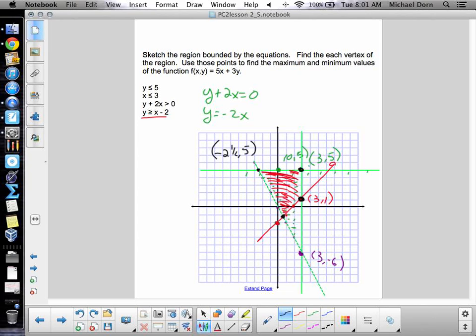So that's not too hard to figure out. This point of intersection, we are going to have to find where this point of intersection is. But again, that's just a matter of saying, okay, y plus 2x equals 0, and y equals x minus 2. We do substitution here. So x minus 2 plus 2x equals 0. So it's going to be 3x minus 2 equals 0. So 3x equals 2, so x equals 2/3. So if x equals 2/3, y equals x minus 2, 2/3 minus 2. So 2/3 minus 2 is -4/3.